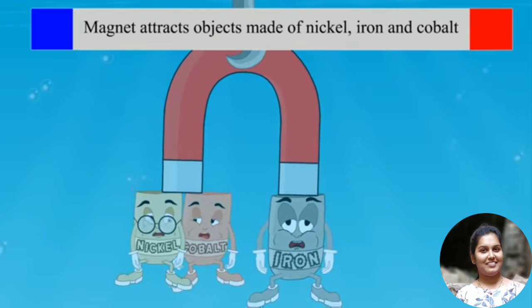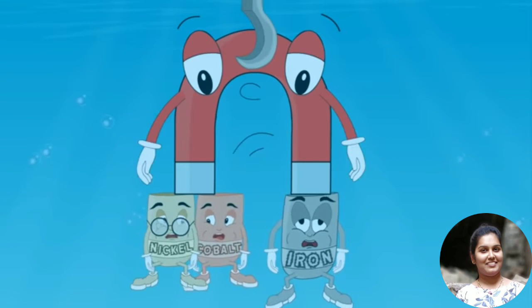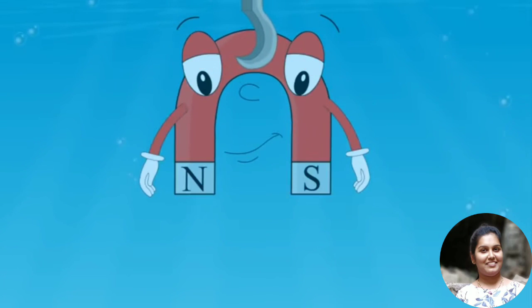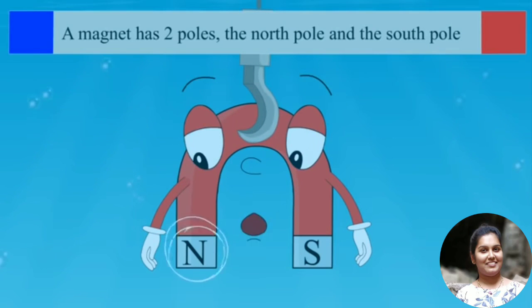So magnets attract objects like nickel, cobalt, iron, etc. A magnet has two poles, a north pole and a south pole.